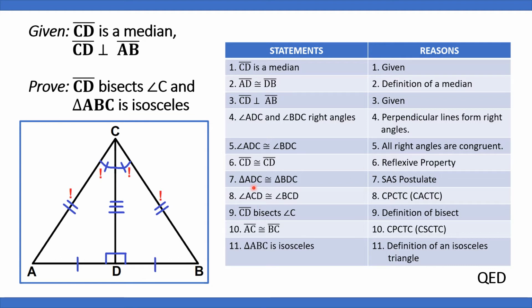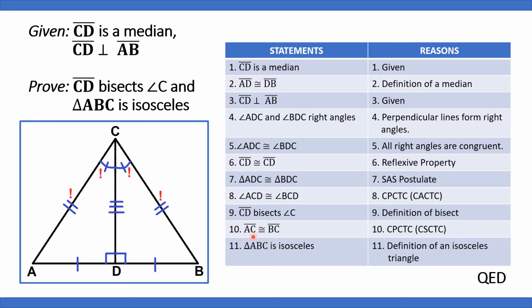Statement 7. Triangle ADC is congruent to triangle BDC by the ASA postulate, considering the statements number 2, number 5, and number 6. Statement 8. Angle ACD is congruent to angle BCD by CPCTC. Statement 9 is the consequence of Statement 8, that line segment CD bisects angle C by the definition of bisect. Take note, this is a part of the conclusion.